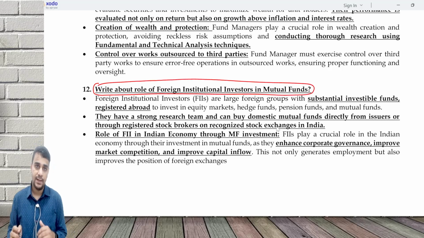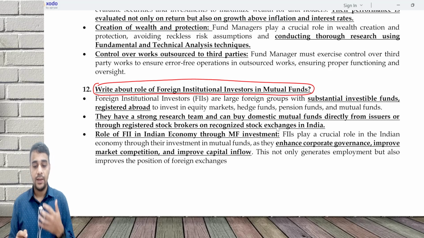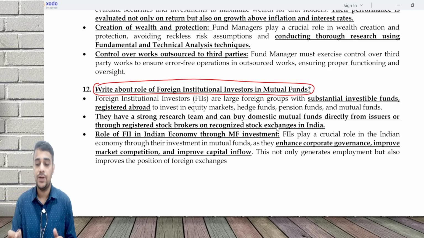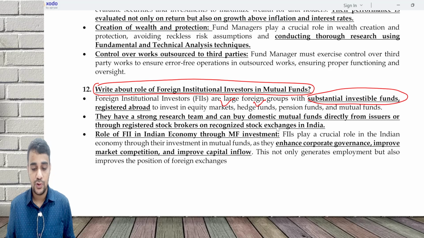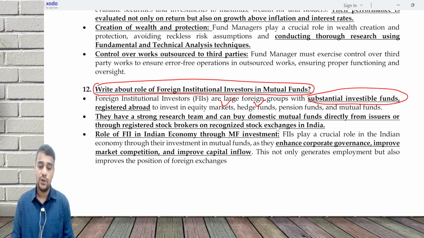Write about the role of foreign institutional investors in mutual funds. FIIs are basically the institutional investors who can give large money, who can give substantial investable funds. They are registered abroad and they invest in the Indian market. They can invest in the equity market, hedge funds. Hedge funds are basically those risky funds, pension funds, mutual funds.